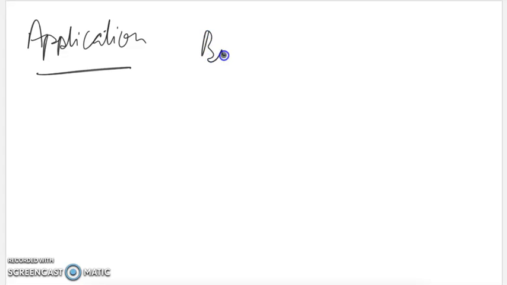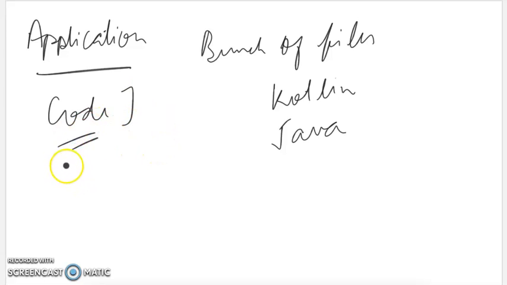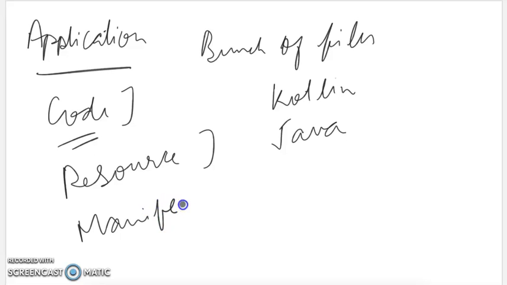Now we've covered the initial introduction, like what the overall architecture is, and where exactly the application fits in. Now let's move on to what an application is. An application is a bunch of files. It could be written in a particular language, such as Kotlin or Java. And what do those files contain? There'll be the code component, how the code will work. There'll be a resource component. There'll be something called a manifest file.